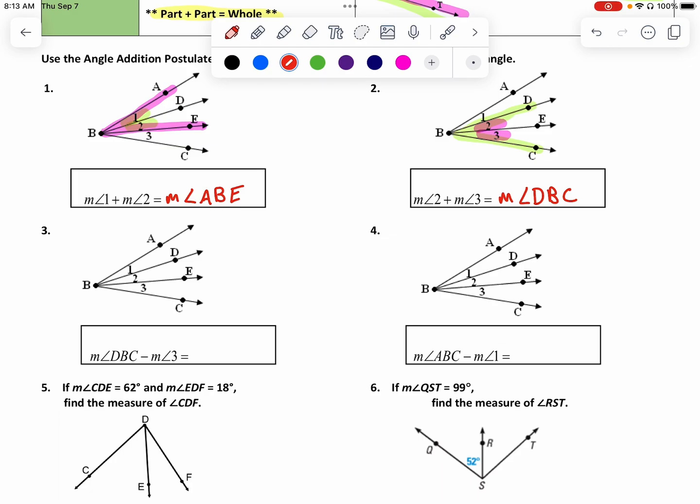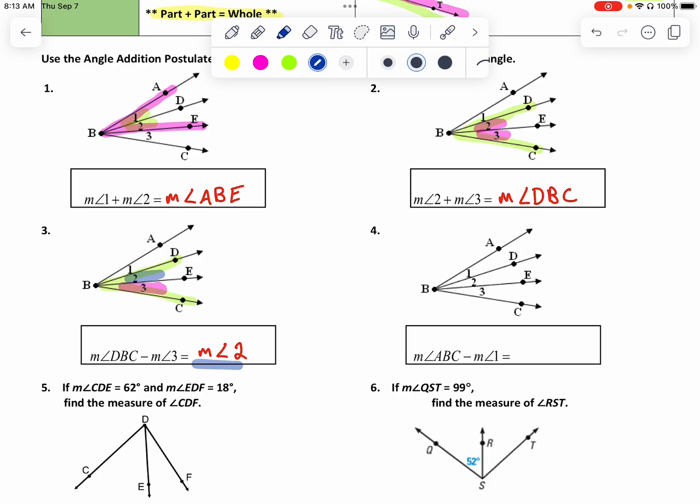Ooh, this one's a subtraction problem. So here we've got DBC, so measure of angle DBC minus the measure of angle 3. So subtracting out this, what's left? So what's left is right in here. So that section, there's two different ways we can name it. The easiest way for me is the number. So I would say the measure of angle 2. But you also could say the measure of angle DBE.